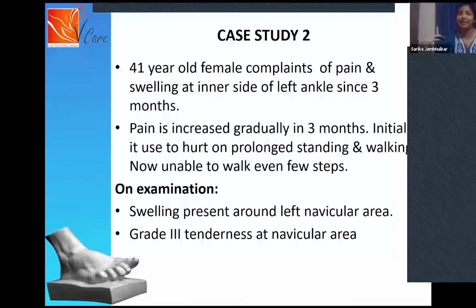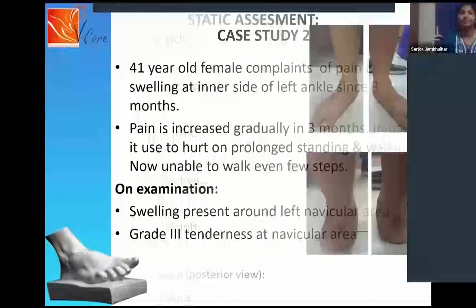Pain increased gradually over 3 months. Initially it used to hurt on prolonged standing and walking, but now she is not able to walk even a few steps. Pain was really bad. On examination, there was swelling present around the left navicular area, and there was grade 3 tenderness at the navicular area.